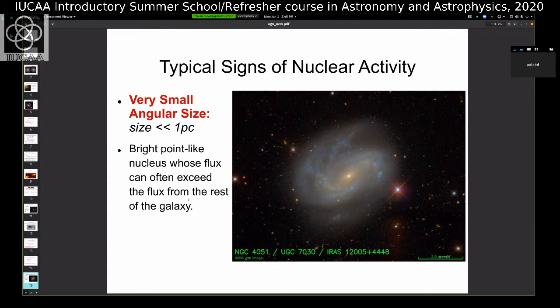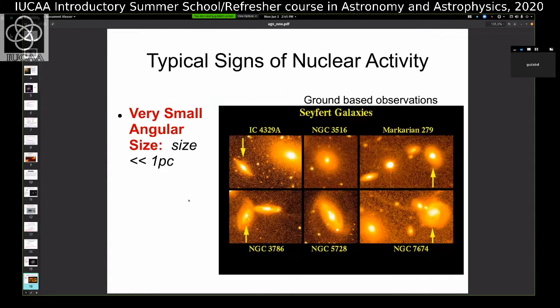That I already mentioned. The very small angular size can also be seen in various images. For example, these are examples of active galaxies, and in every case, you see a very bright nuclear region. These are images obtained from ground-based telescopes, so the resolution is not very great. But you see the nuclear regions are very bright and more like stars.